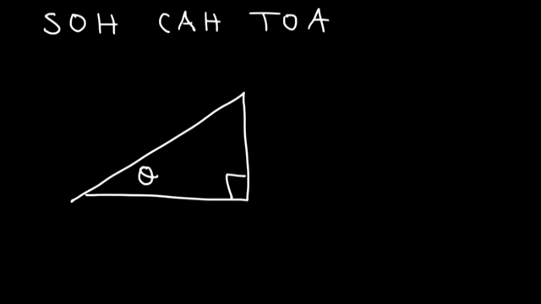Now there are three sides of this triangle that you need to be familiar with. Opposite to theta, this is the opposite side. And next to the angle theta is the adjacent side. And across the box, or the right angle of the triangle, is the hypotenuse. That's the longer side of the triangle.